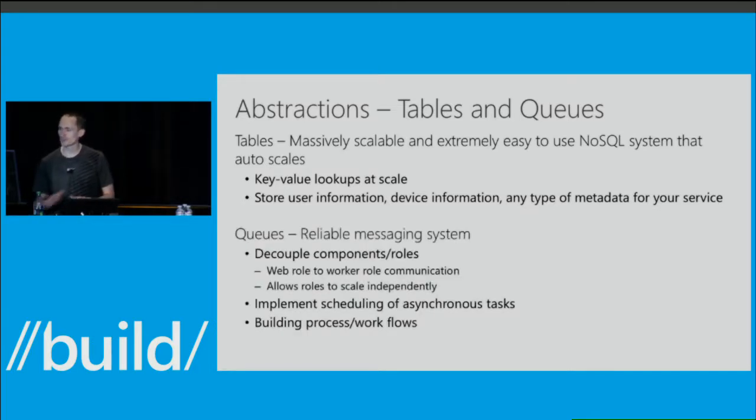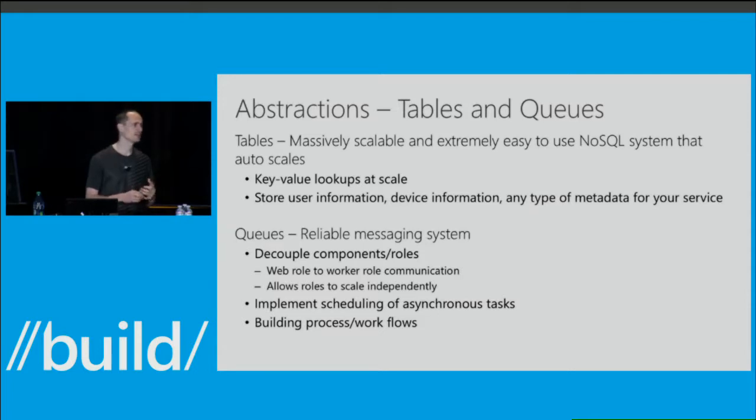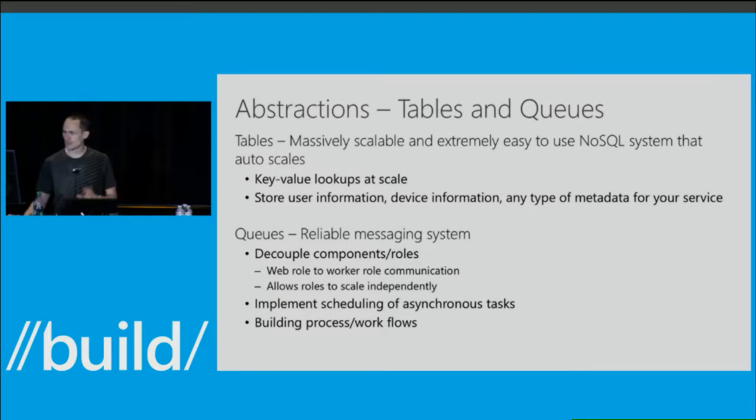And then finally, for queues, we provide a reliable delivery of messages for your application. So customers are using this to perform asynchronous tasks, perform workflows, and basically to decouple the different roles of their application. So for example, you could have some worker roles that take some work from some web roles. And those web roles take the requests, they input them into the queue, and the worker roles asynchronously process them. And that allows the worker roles and web roles to scale independently. So these are the data abstractions we provide at a high level.